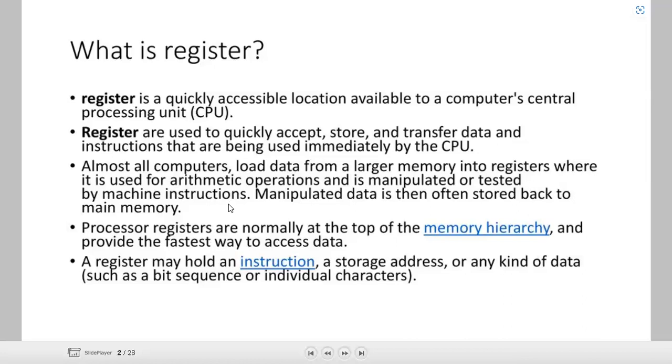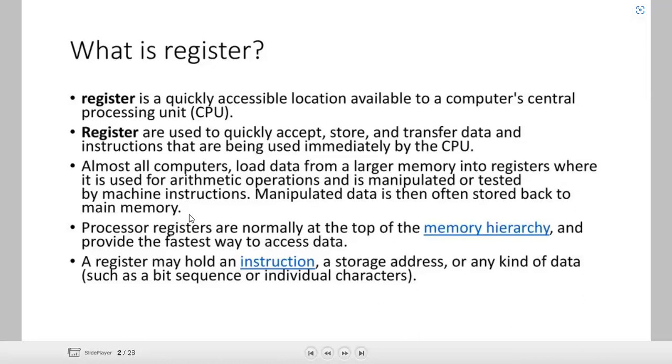Almost all computers load data from larger memory into registers, which are used for arithmetic operations and manipulated or tested by machine instructions. Manipulated data is then often stored back to main memory. You're going to see that in a little while in the drawing, where the information is manipulated or executed and goes back to main memory.